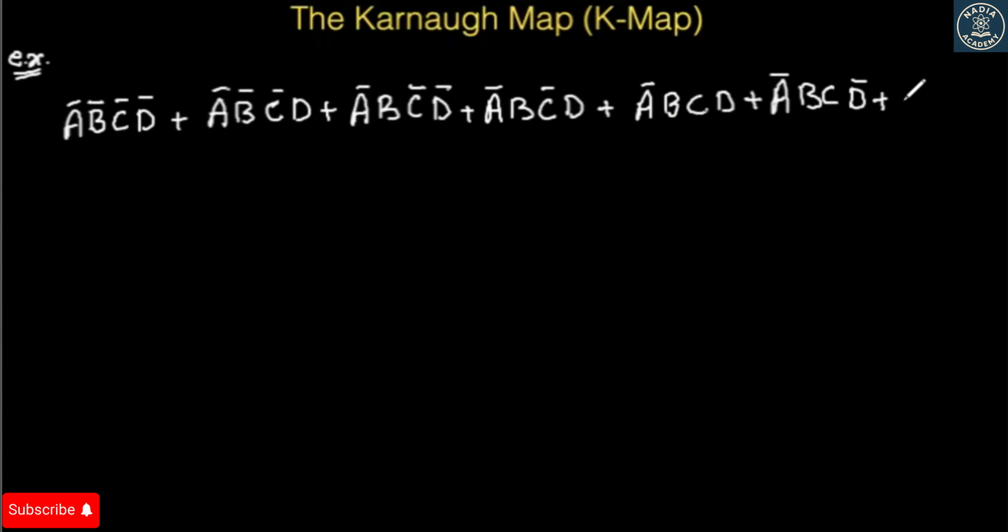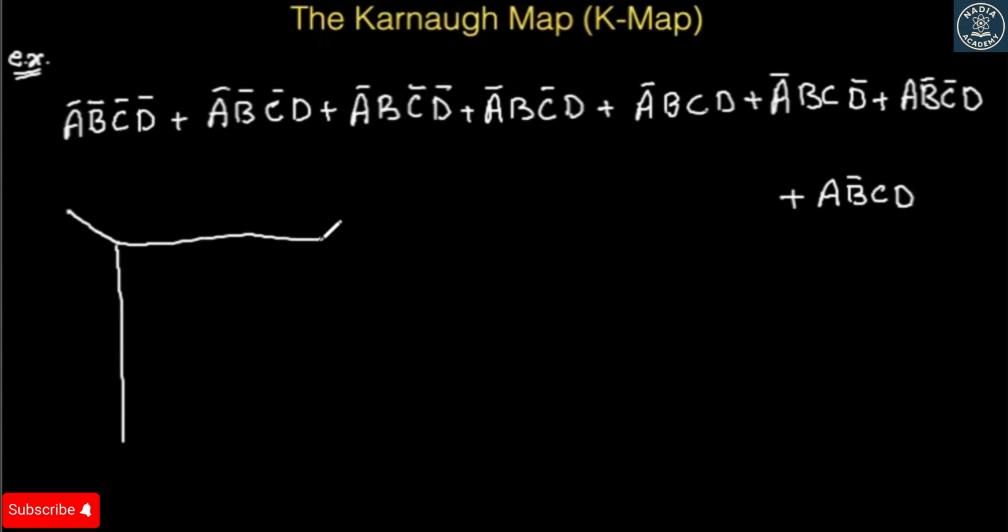So then we have A plus A B bar, C bar D, and the last term is A B bar C D. Okay, so here we can see that we will have a 16-cell K-map. So here we will draw the 16 cells, four horizontal, four vertical. Then we have this situation over here.